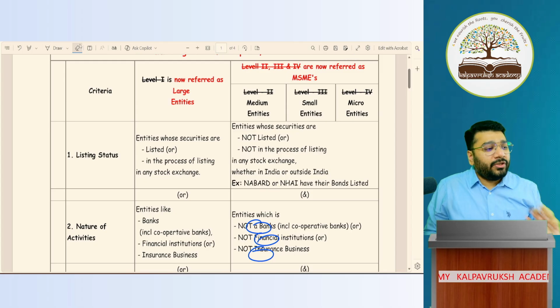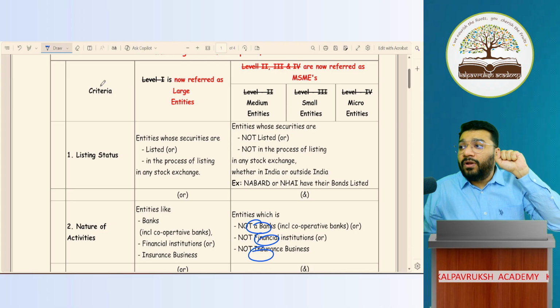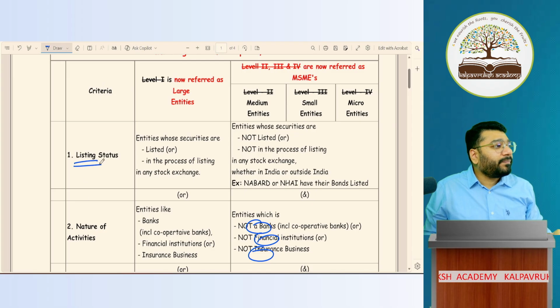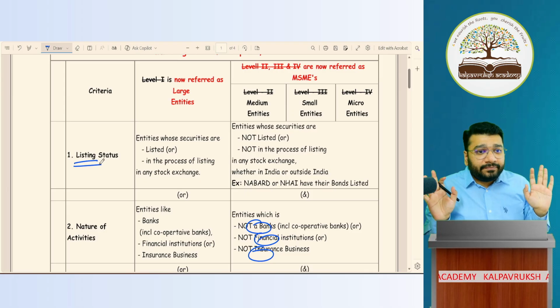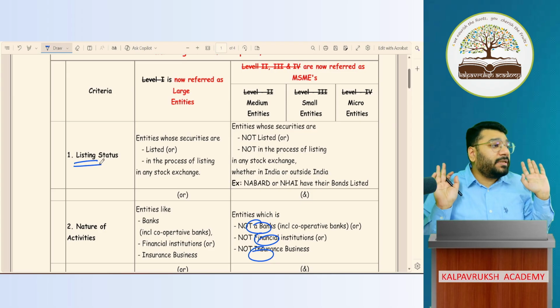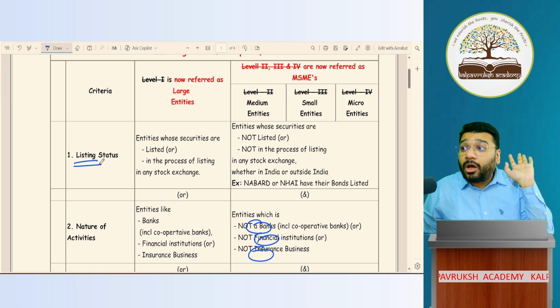For you to classify yourself as MSME, you have to fulfill 5 conditions. You have to satisfy 5 conditions. First is listing status. Let me talk about a sole proprietorship concern or partnership concern. I'm talking about non-corporates.